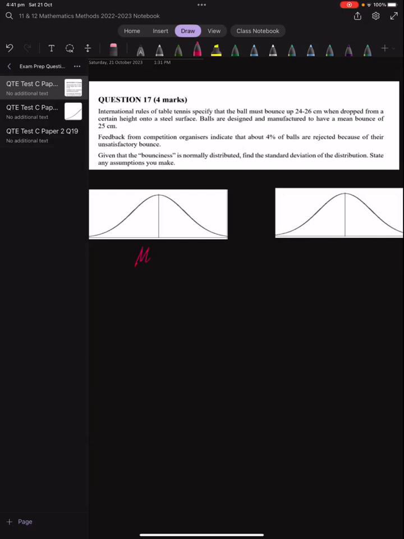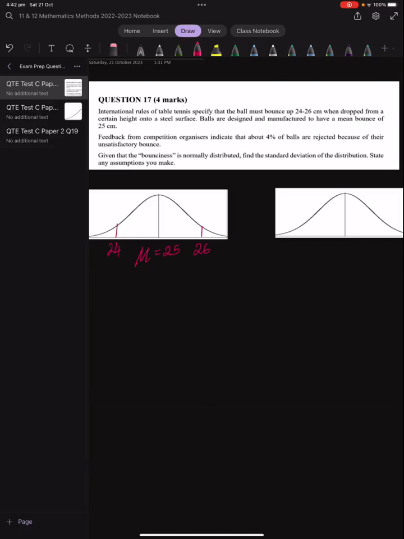There we go. Mu equals 25. And we need to know between 24 and 26. That's what we need for a ball to be deemed acceptable. Feedback from competition organisers indicate that 4% are rejected because of their unsatisfactory bounce. Given that bounciness is normally distributed, find the standard deviation of the distribution and state any assumptions you make.